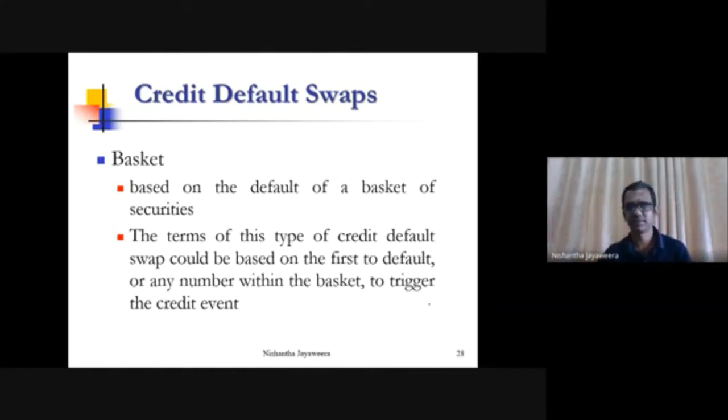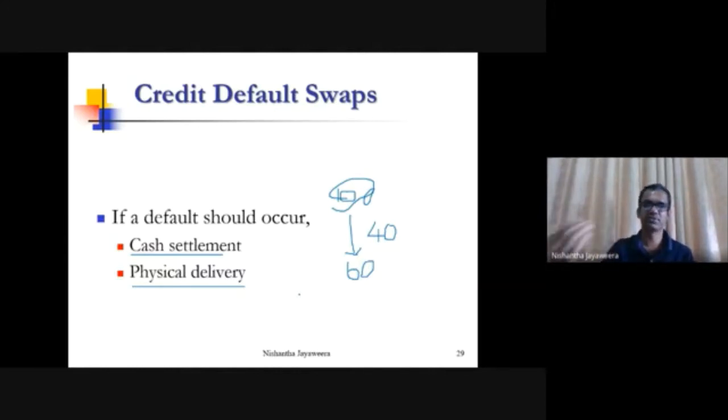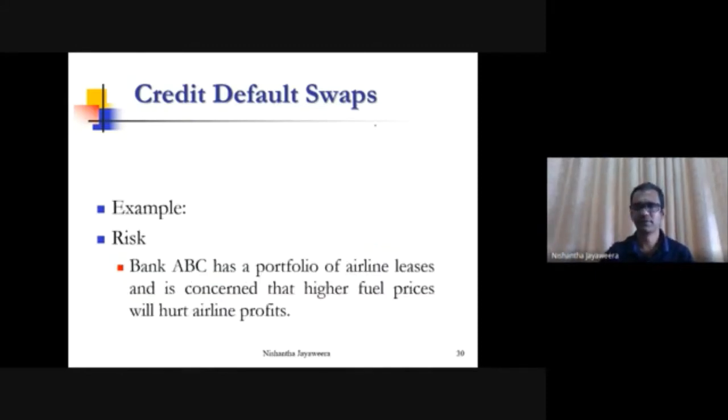So those are the major 3 types of credit default swaps. Even though we simply say there's a reference entity, it's not only the reference entity. It can be a particular asset of the reference entity, or a particular obligation of the reference entity to the protection buyer, or it can be a basket of assets. That's how it works.